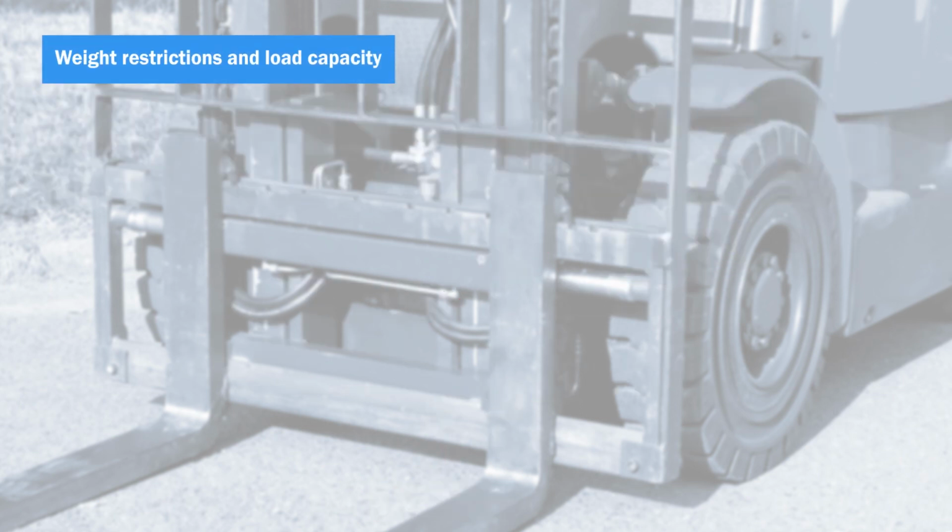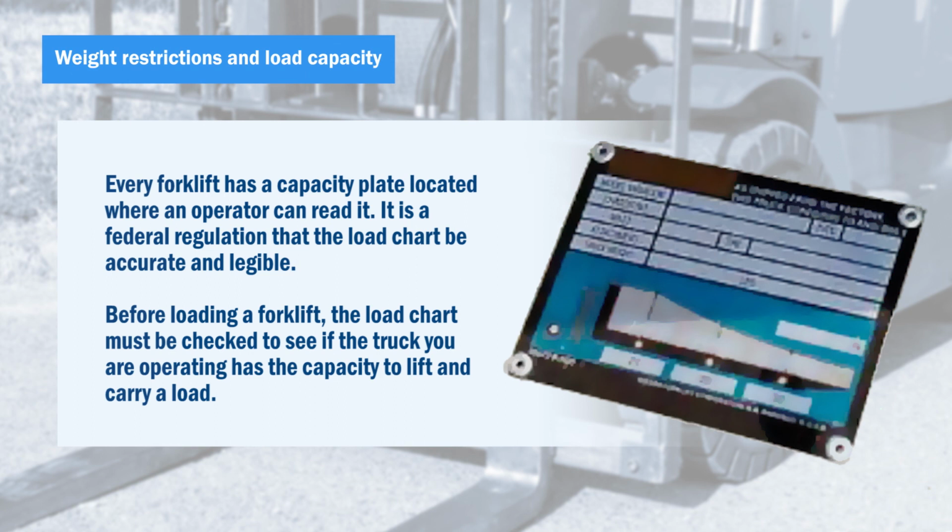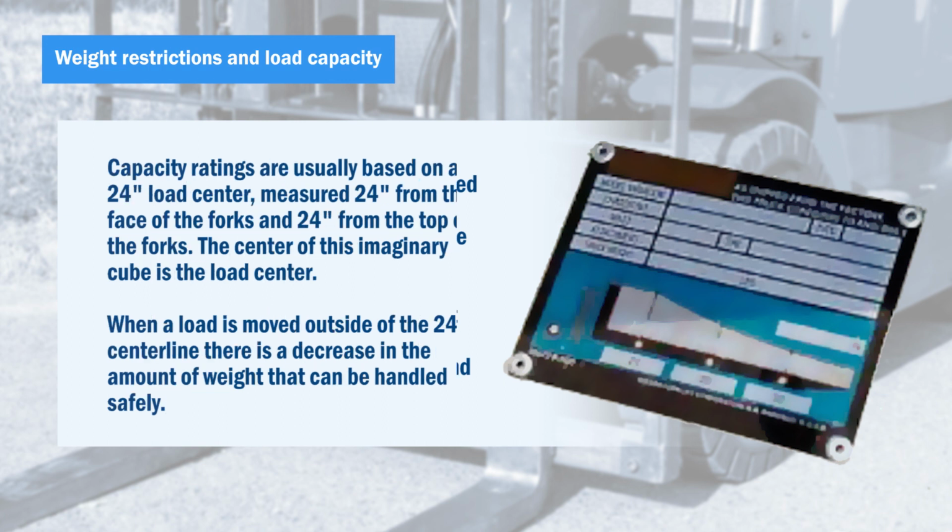Weight restrictions and load capacity. Every forklift has a capacity plate located where an operator can read it. It is a federal regulation that the load chart be accurate and legible. Before loading a forklift, the load chart must be checked to see if the truck you are operating has the capacity to lift and carry a load.